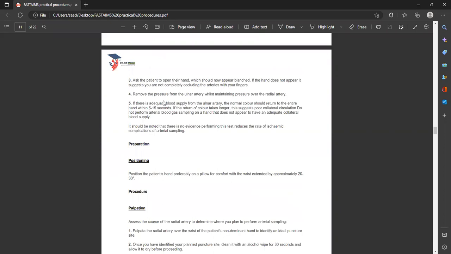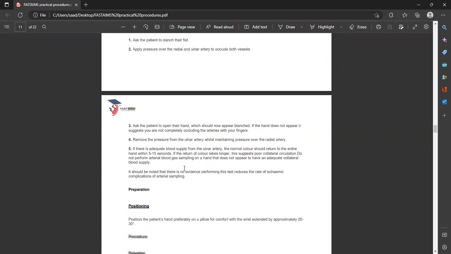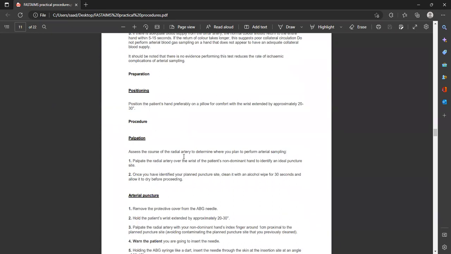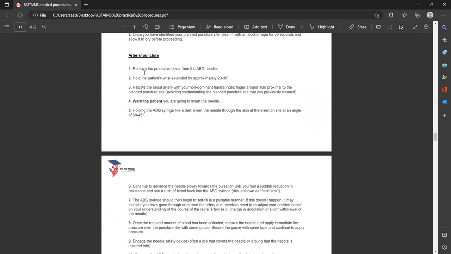And then after doing this, you can read further about the modified Allen test. Here I have written all the details. What is Allen's test and how it is performed? It is performed to check ulnar patency. If there is no ulnar patency, then we do not perform ABGs on that specific hand. And then there's again positioning, and there is palpation. Palpate the radial artery. You have to perform ABGs from the radial artery. First palpate, and then clean, and then prepare your needle.